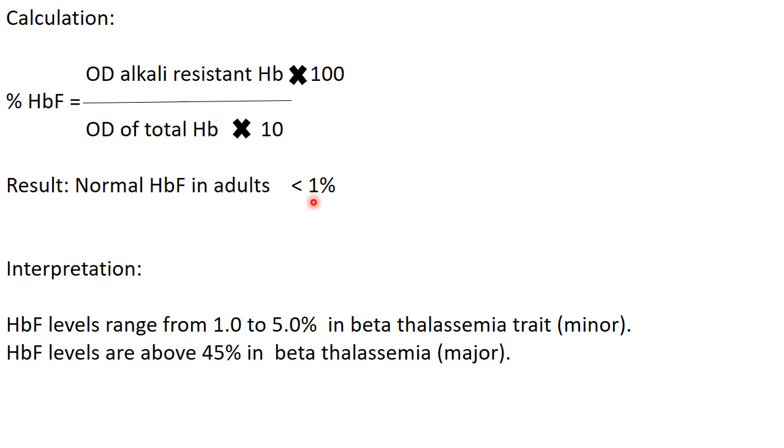Some batches of Whatman filter paper absorb hemoglobin and can thus cause a falsely low value of hemoglobin F. All solutions should be at a temperature of 20 degrees centigrade for use. These are things which you have to keep in mind because the interpretation changes based on these points. Also, hemoglobin F level ranges from 1 to 5% in case of beta thalassemia trait, that is minor. HbF levels are above 45% in case of beta thalassemia major. This is about estimation of fetal hemoglobin.